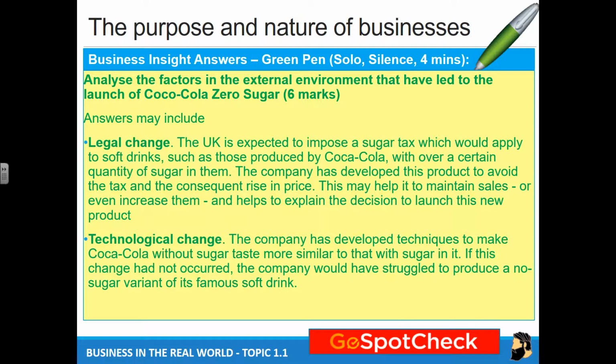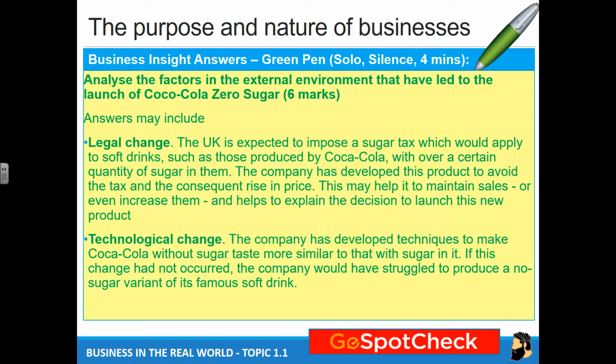So remember, the question was, what two external environmental factors pushed this company, Coca-Cola, to come up with this zero sugar? Why didn't they just say, you know what, okay, this new sugar tax rule is coming, let's just stop selling the original Coke? We've got Diet Coke. That can be the only product that we have in the UK. They didn't do that for a couple of reasons, and these are it.